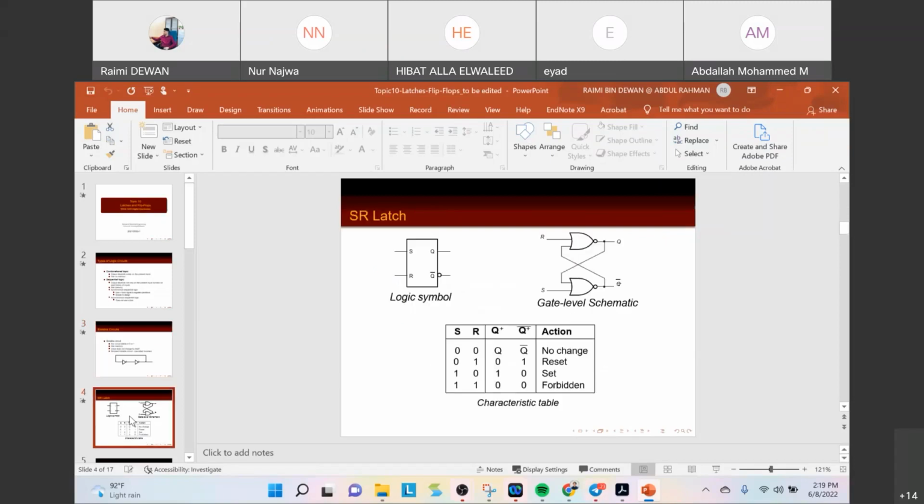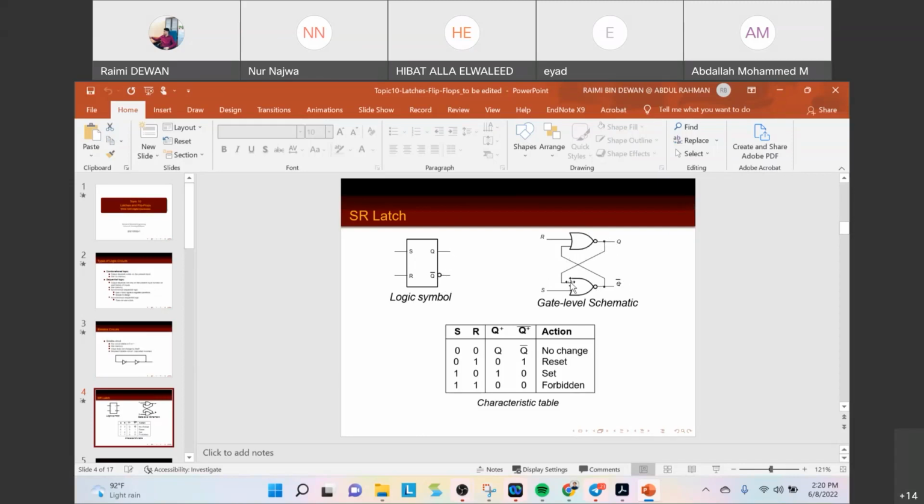Next is the SR latch. In this SR latch, S represents set and R represents reset. Q is the output, and Q bar is simply the inverted output. If Q is 0, then Q bar will be 1. This is the gate level schematic for the SR latch. As you can see, the output is fed back to be one of the inputs. So this is a sequential circuit.